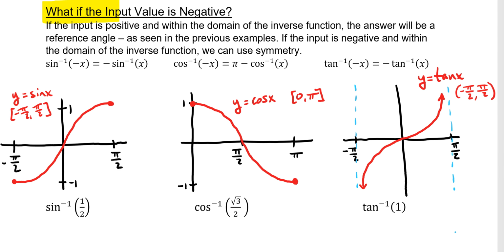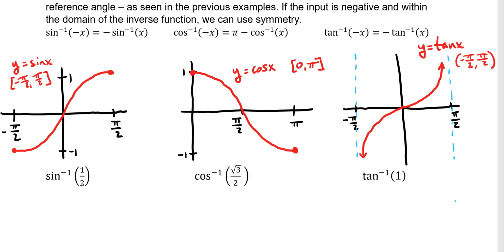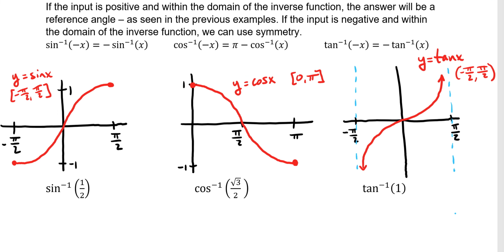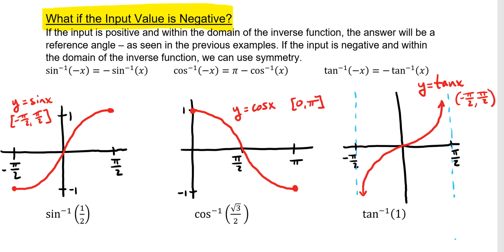So the question is, what if the input is negative? For example, the questions we're going to be answering: sine inverse of negative 1/2, cosine inverse of negative radical 3/2, tan inverse of negative 1. What happens when those inputs for these inverses are negative?